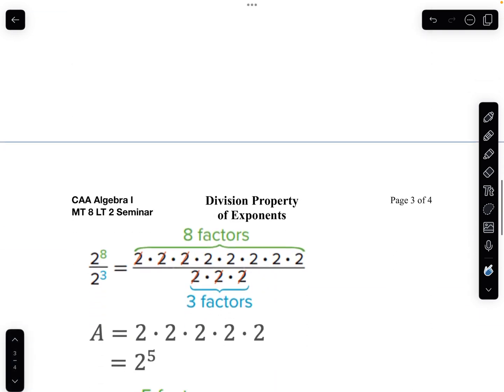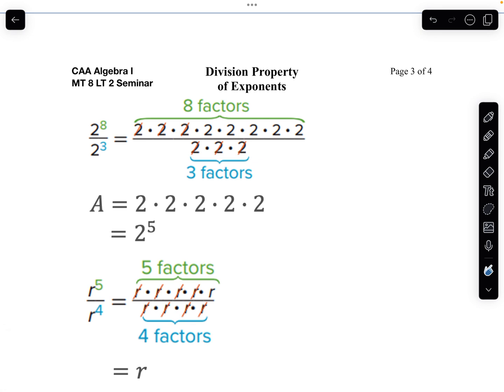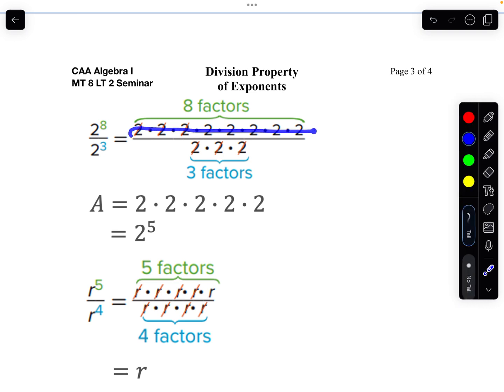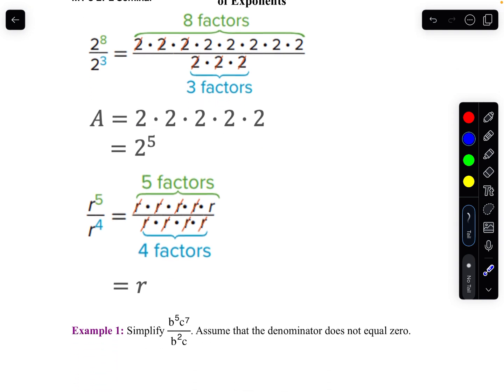When we have fractions with exponents, notice if I take 2 to the 8th here, I'll write down 2 times itself 8 times, over 2 times itself 3 times. Notice 3 of those reduce out, don't they? So I've got 2 to the 5th left over. If I do the same thing for variables, r to the 5th over r to the 4th, 4 of those r's reduce. So with the 5 r's in the numerator, you only have 1 left over, r to the 1st.